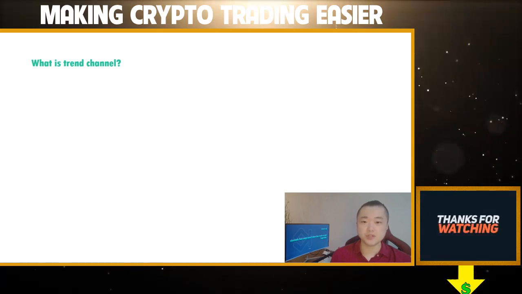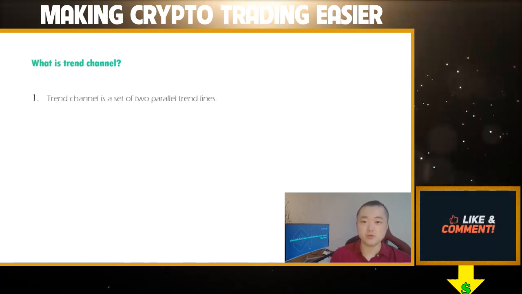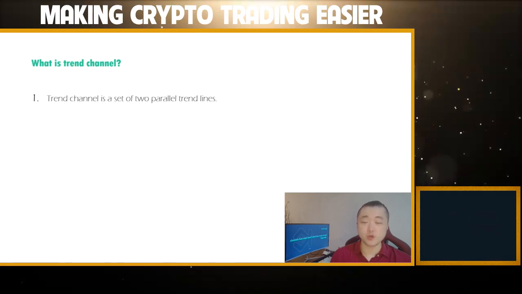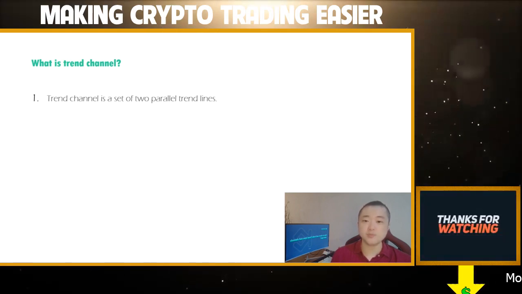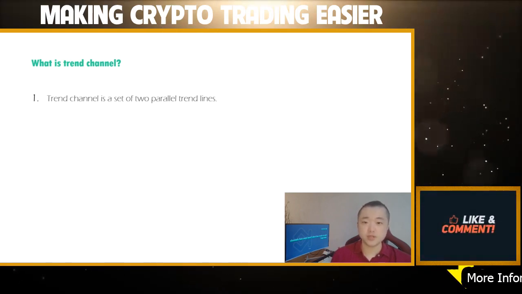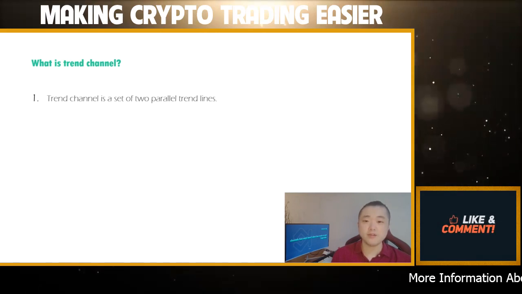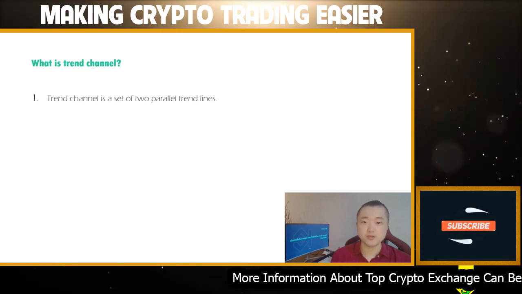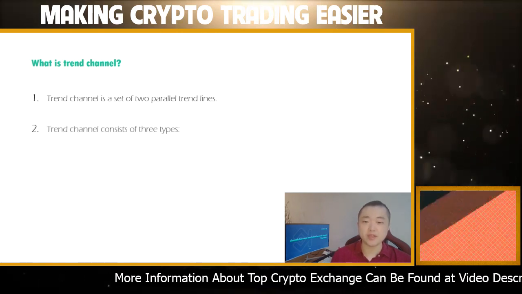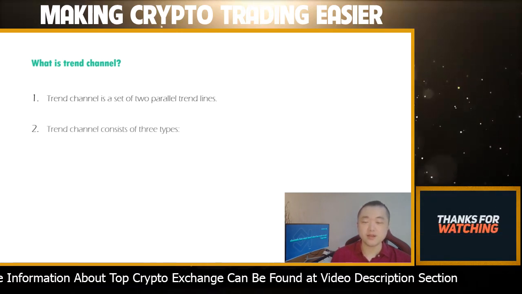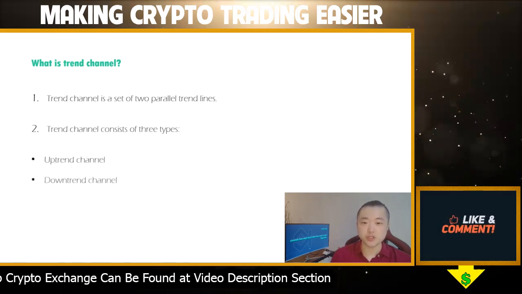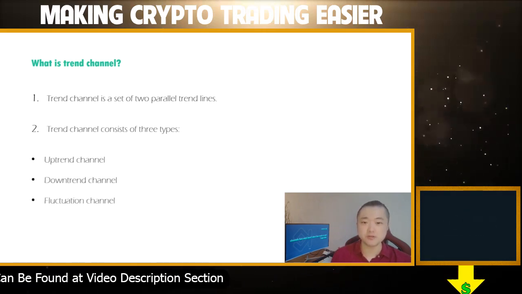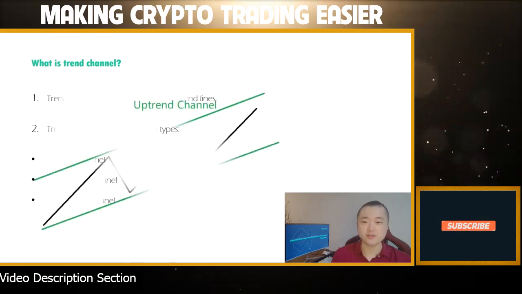Secondly, what does a trend channel look like? As the name suggests, a trend channel consists of two parallel trend lines. As I mentioned before, there are three kinds of trends in crypto markets. They are upward trend, downward trend, and fluctuations. In this way, we will have three kinds of channels. They are uptrend channel, downtrend channel, and fluctuation channels.